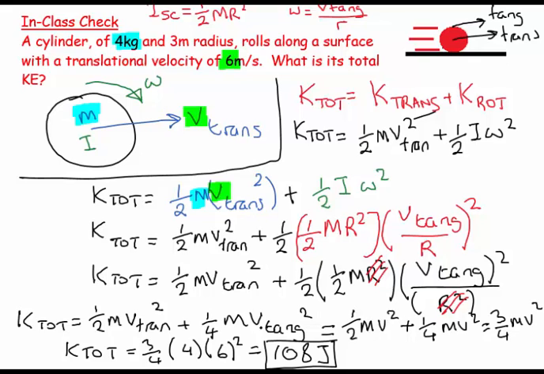So numerically, they're the same value, and this question simplifies. Rather than having two types of velocity, we have only one velocity. We can combine those, and we then numerically get our answer. So there we have it.